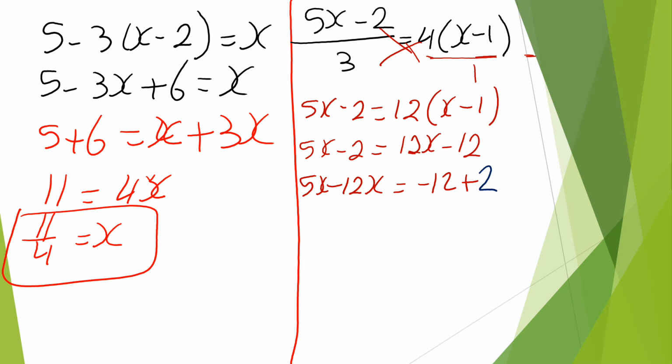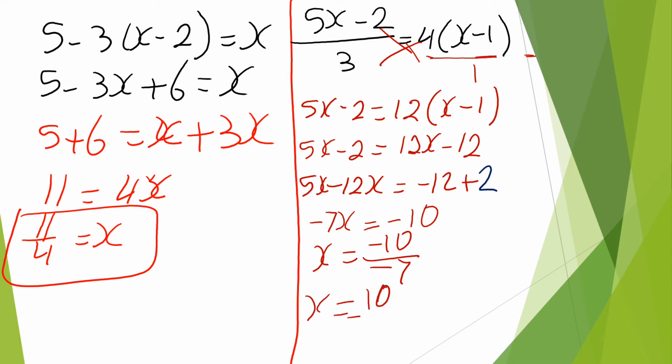Now I'll simplify each side by collecting the like terms. So I get negative 7x equal negative 10. Now it's only negative 7 multiplied by x, and the opposite of multiplication is division. So that's why the answer is negative 10 over negative 7. If you can simplify this answer, you can. If not, you leave it as it is. We've got negative divided by negative is positive. So that's why the final answer is that. Okay, next question.